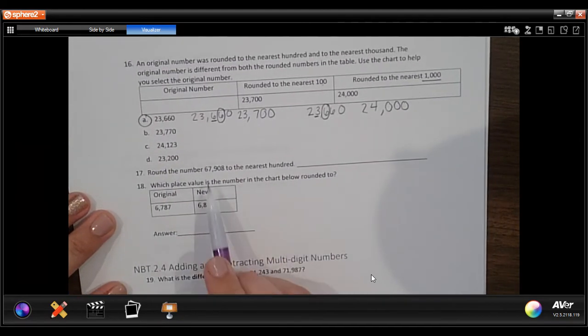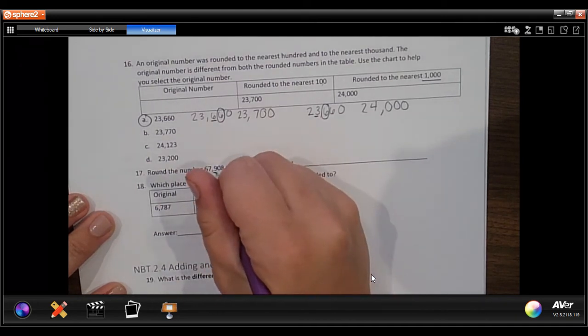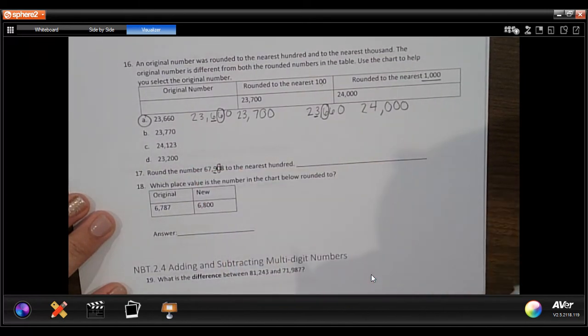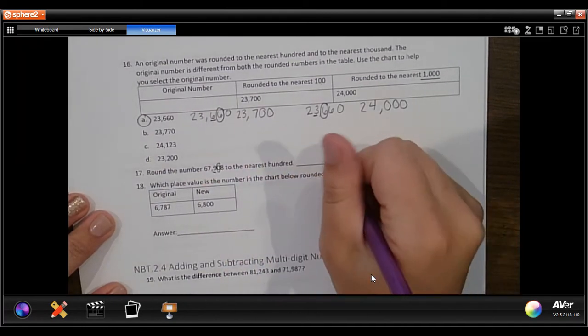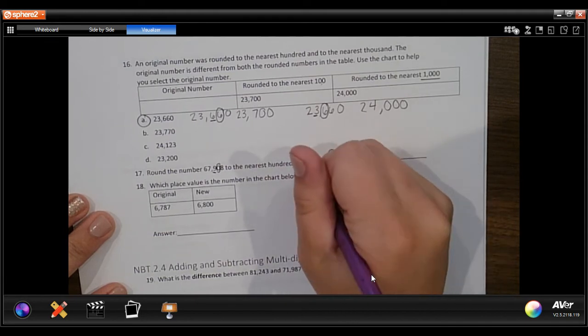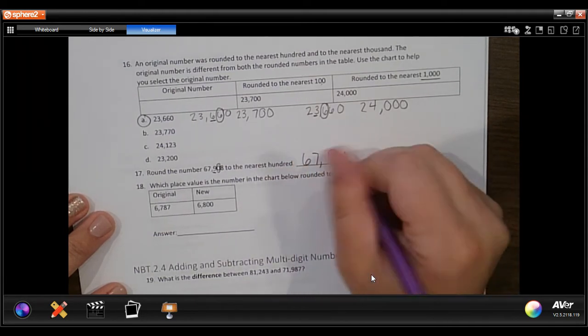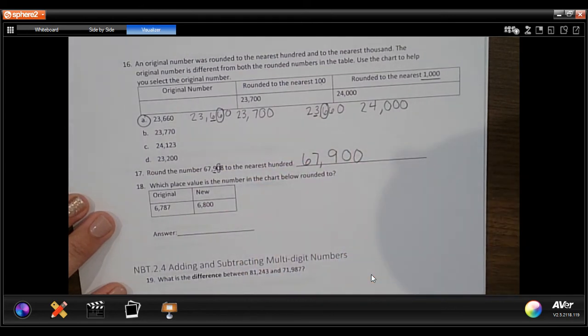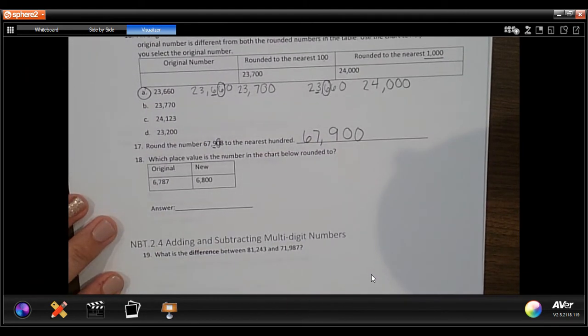Round the number 67,908 to the nearest hundred. So I'm going to underline the hundreds place. I'm going to circle the place to the right. I'm going to ask myself, is it 0 to 4 or 5 to 9? 0 is 0 to 4, so the 9 is going to stay the same. My digits to the left stay the same. The one I circle and the digits to the right become zeros. So this rounded to the nearest hundred is 67,900.